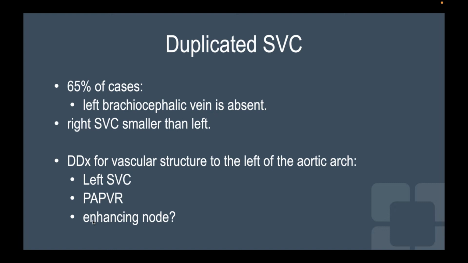What's interesting is that this is a good example for in-service exams and board exams for those trainees to know what's the differential diagnosis of a structure to the left of the aortic arch. Usually to the left of the arch, there's only lung, but when we have an enhancing structure, our differential is pretty much contained within three different etiologies. One is a left-sided SVC, like the one that we saw. The other one is partial anomalous pulmonary venous return of the left upper lobe, and it could be a node, an avidly enhancing lymph node. So that's usually the three differentials.